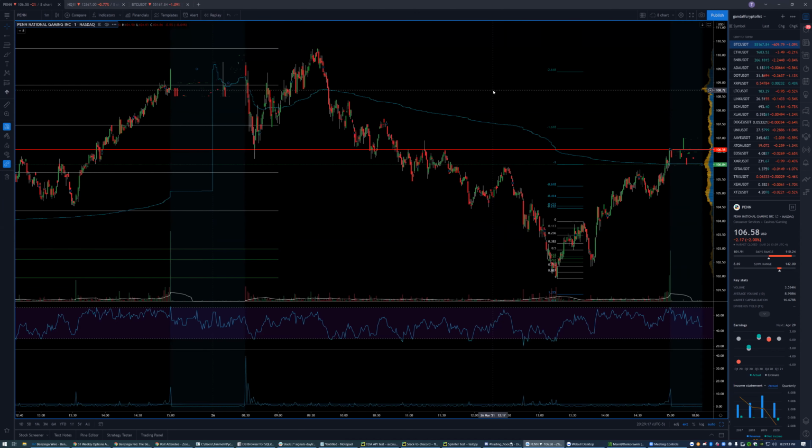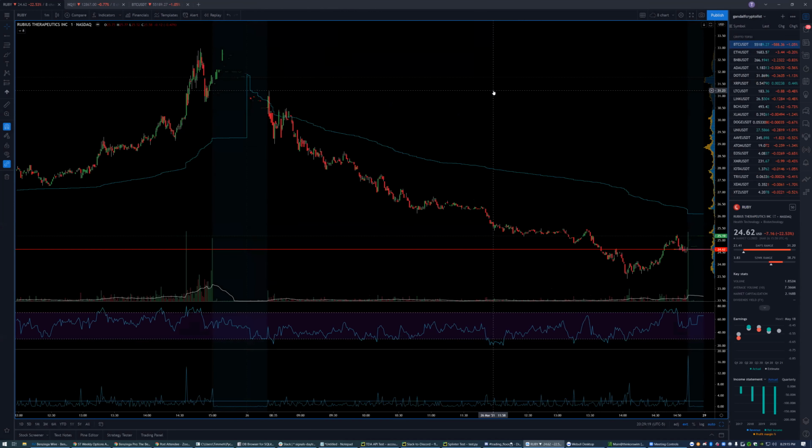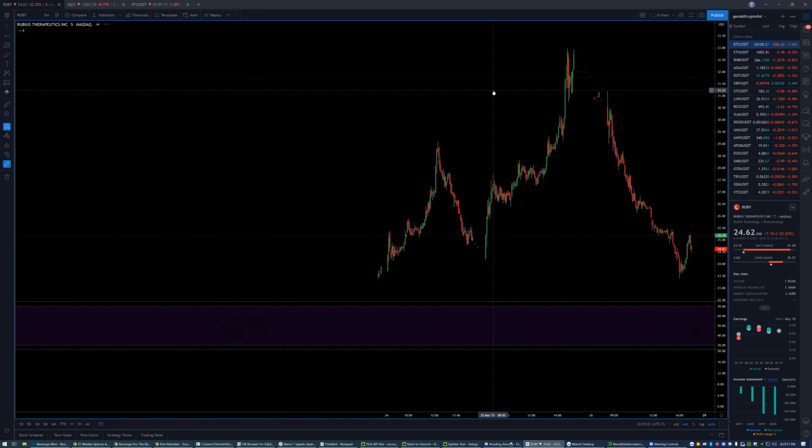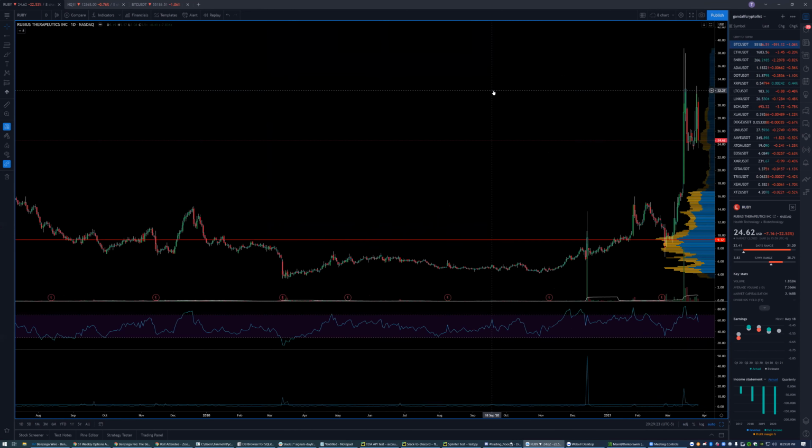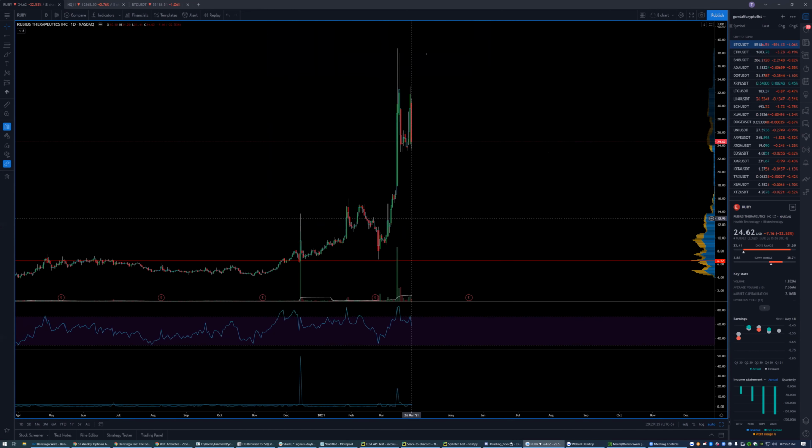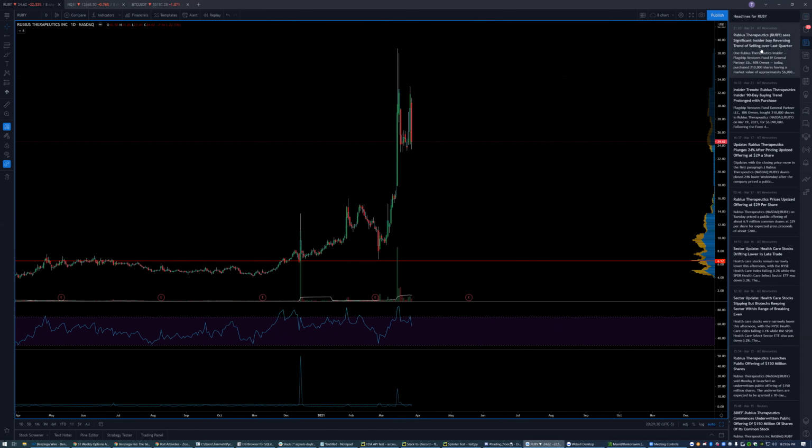Ruby. Rubius Therapeutics. That's an absolutely parabolic move. What kind of news does it have? Insider buying. Healthcare.